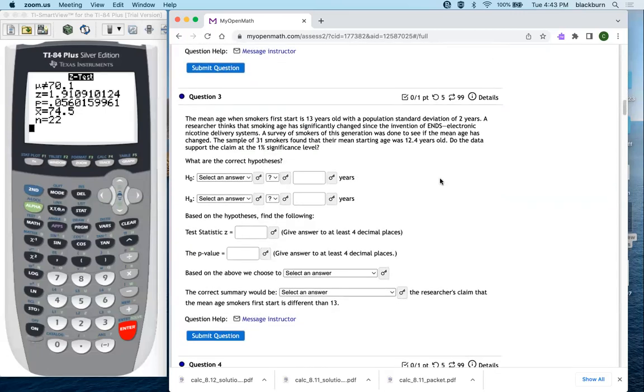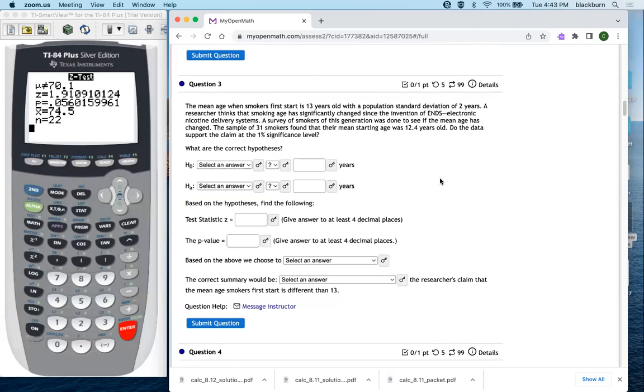Let's look at 3. The mean age when smokers first start is 13 years old. That's kind of scary. With a population standard deviation of 2 years, right there. There's your keywords right there: population standard deviation. We know that, so therefore this is a z-test problem. You know the population standard deviation, we use the z-test.